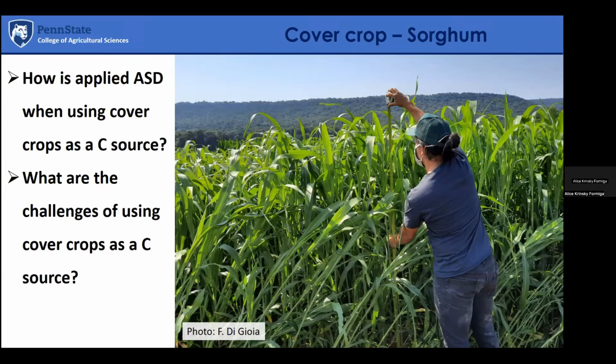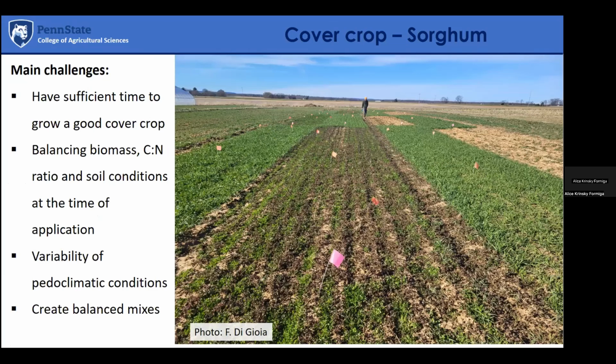Now, there are still some questions you may have. When I apply ASD using a cover crop as a carbon source, is there any adjustment I need to do in the application of the technique? Also, are there challenges in using cover crops as a carbon source? What you see here is a sorghum Sudan grass cover crop that we used as a carbon source for another study. Some of the main challenges. So the answer to the first question is that in terms of application, there's not much change, but there are certain things that we need to do when we are working with a cover crop.